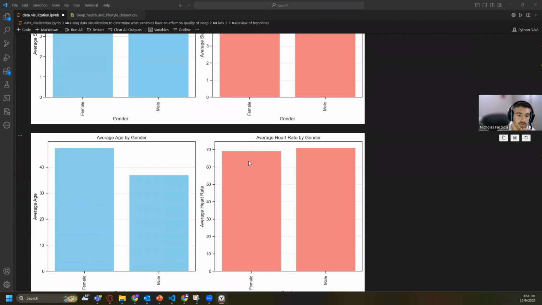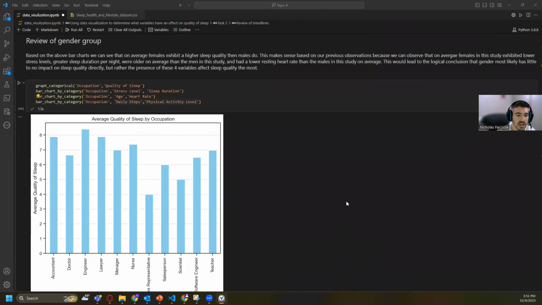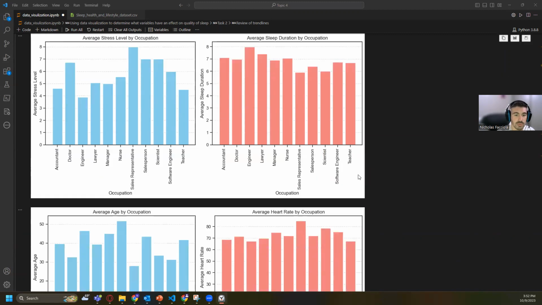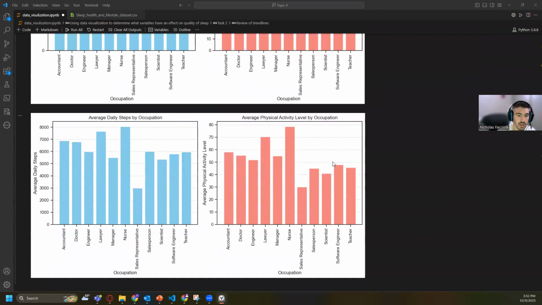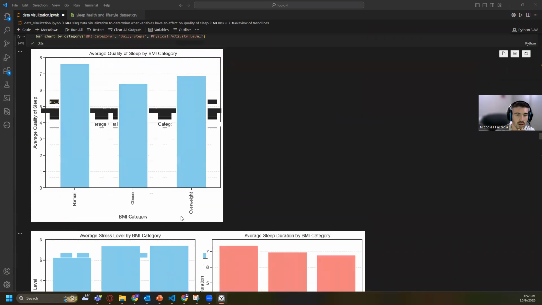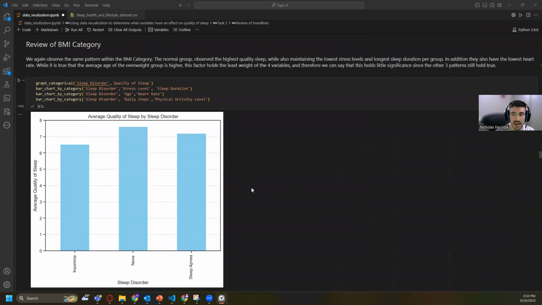And so what we did find is that this holds true for every single grouping category. Again, by occupation, we can see engineers have the highest, where sales reps have the lowest, but then these same metrics still hold true for stress level, sleep duration, age, and heart rate. Daily steps and physical activity we're not as worried about because they had a very low R squared score, so we would expect that they don't have much impact on the dependent variable. So I went through and checked this for every single category, and the pattern still held true.